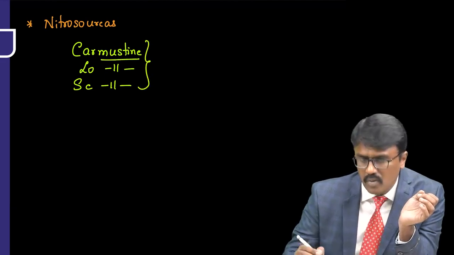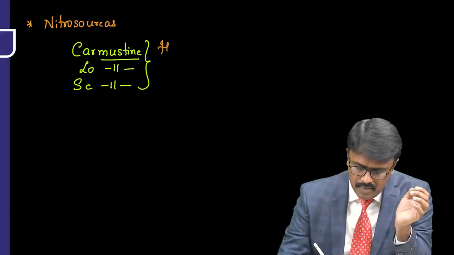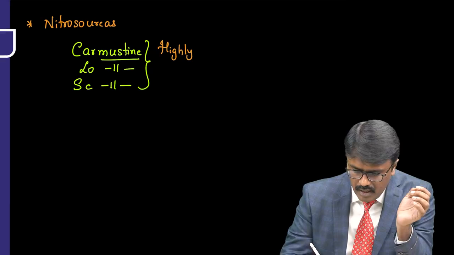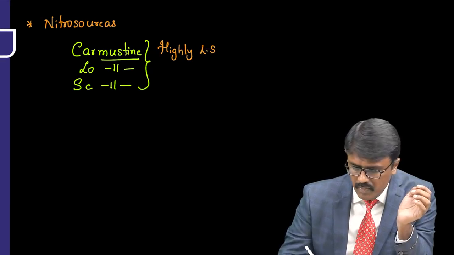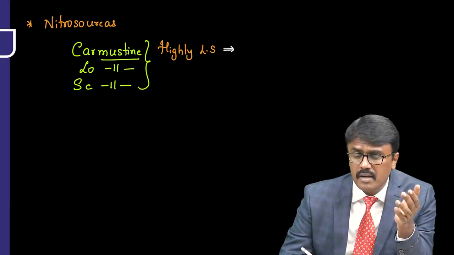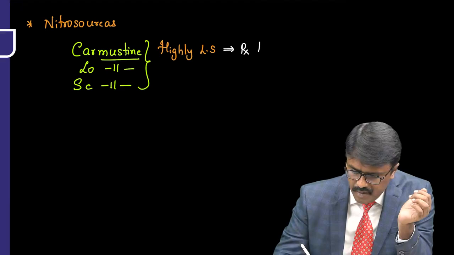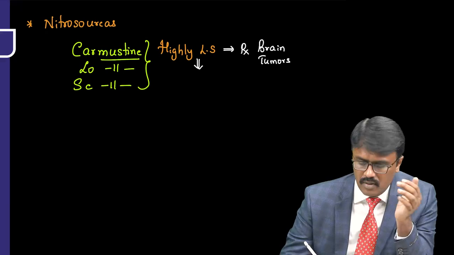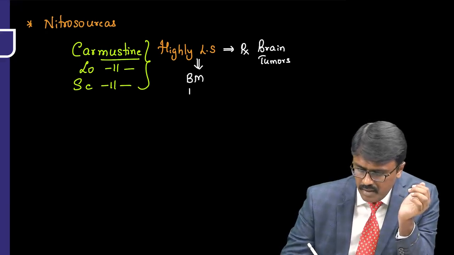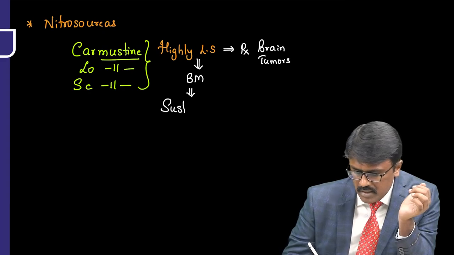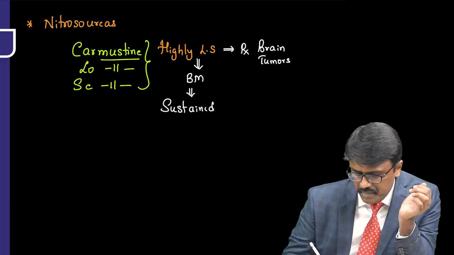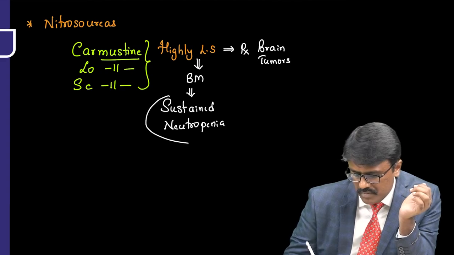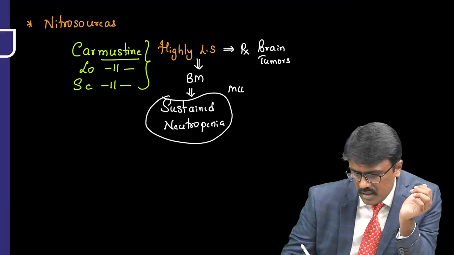What is the specialty of these drugs? These are highly lipid soluble. So one important advantage is they can cross the blood-brain barrier easily, so they are used in the management of brain tumors. Now on the disadvantages, they can easily reach the bone marrow, and in the bone marrow they can produce sustained neutropenia. Sustained neutropenia can be seen with these mustine drugs. This was one of the recently asked exam questions.